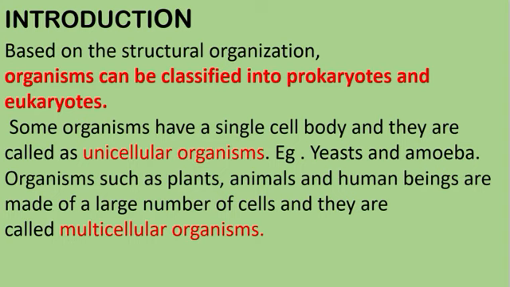Some organisms have a single-cell body and they are called unicellular organisms. Example, yeast and amoeba. Organisms such as plants, animals and human beings are made of a large number of cells and they are called multicellular organisms. In this lesson, let us learn about different levels of organization of living organisms with suitable examples.